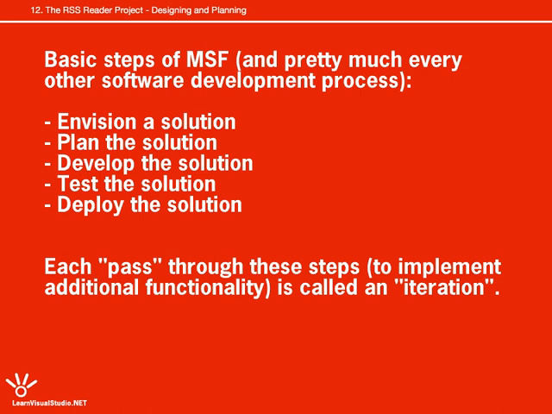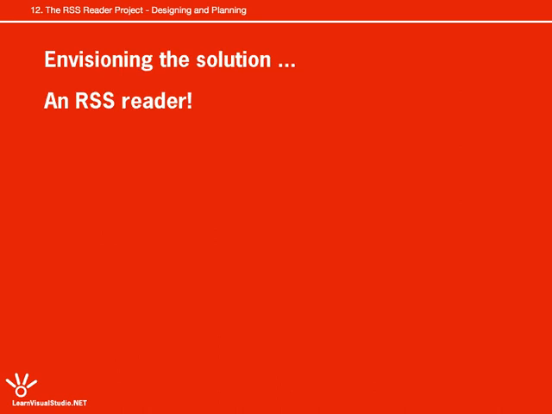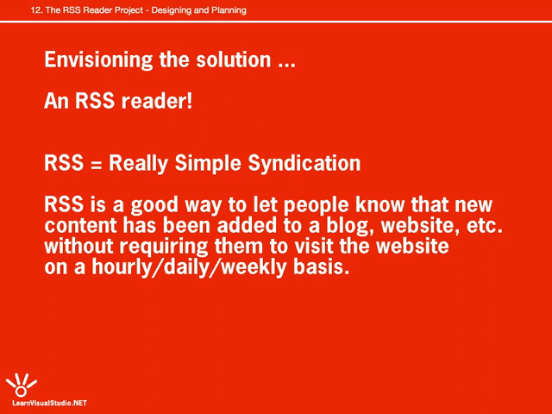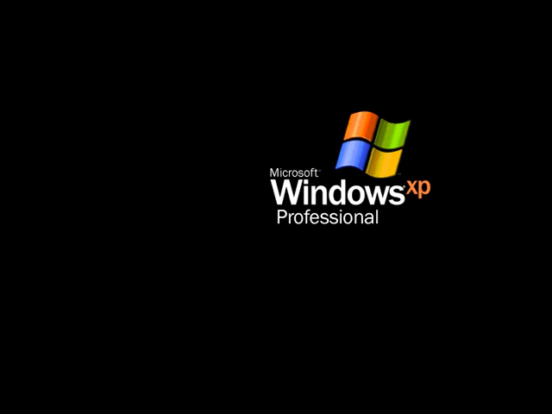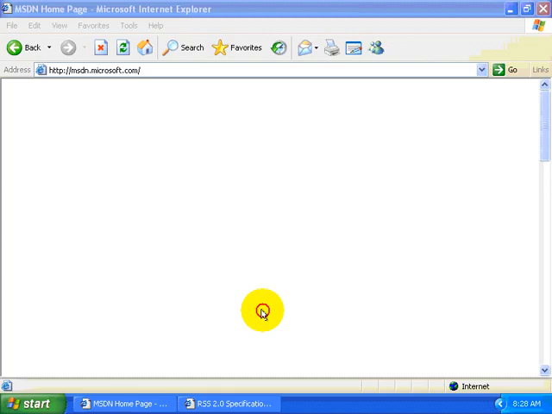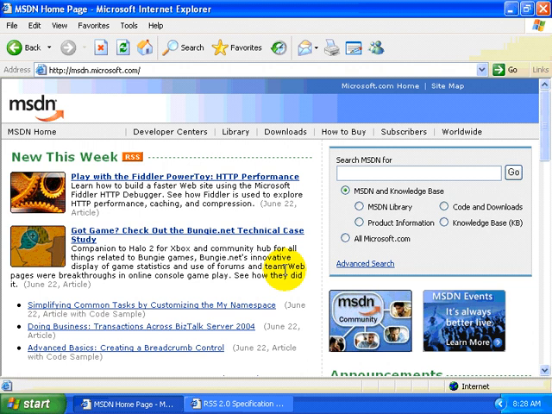So let's start with envisioning the solution. We want to build an RSS reader. Now, what exactly is RSS? Well, it stands for Really Simple Syndication, and it's used to syndicate articles or postings on a website or on a blog so that other websites or client software can determine which new items were recently added to a website. So for example, let's take a look at the MSN homepage. So we've navigated to msdn.microsoft.com.